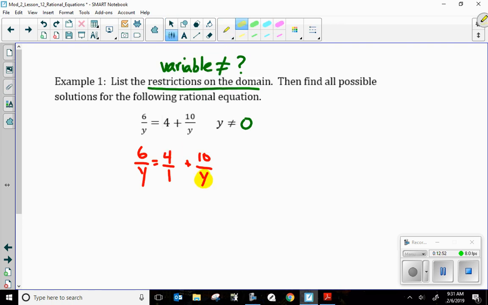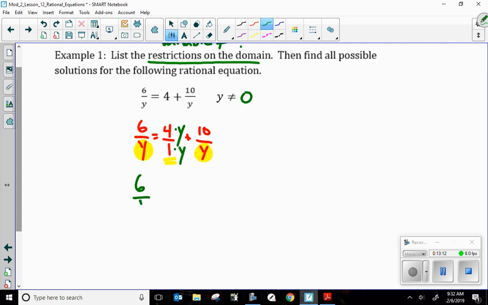Love the highlighters. This is a y. This is a y. Wouldn't it be cool if this had a y? Then they'd all be y, and we could do them all. And that's exactly what we're going to do. I'm going to multiply this times y. What I do to the bottom of the fraction, I must do to the top. So I now have 6 over y equals 4y over y plus 10 over y. Uh-oh, wait for it. Bottoms are all the same. Get rid of the bottoms. Why would you even keep them in there?